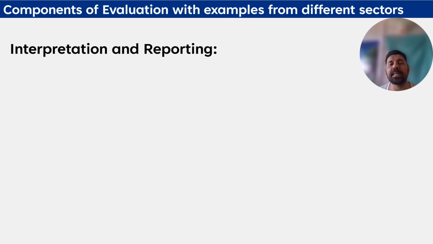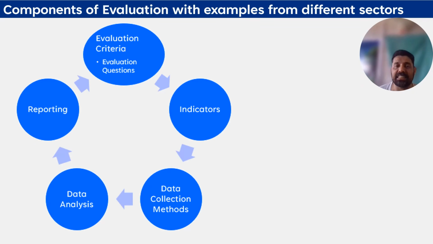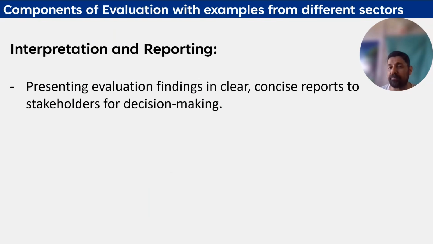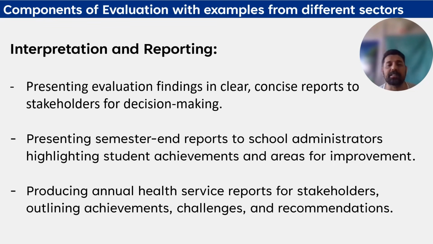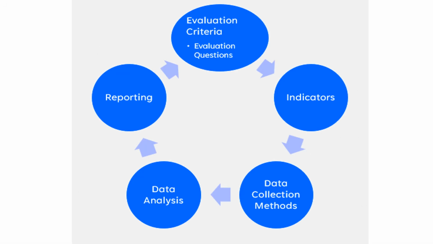The last component is interpretation and reporting. When you collect the data, then you analyze the data. Now here is interpretation and reporting. So present evaluation findings in clear, concise reports to stakeholders for decision making, presenting semester end reports to school administration, highlighting students' achievement and areas for improvement, or for example, producing annual service reports for stakeholders outlining achievements, challenges, and recommendations. We will discuss each one now in detail, how to do that, but these are those key components of evaluation.